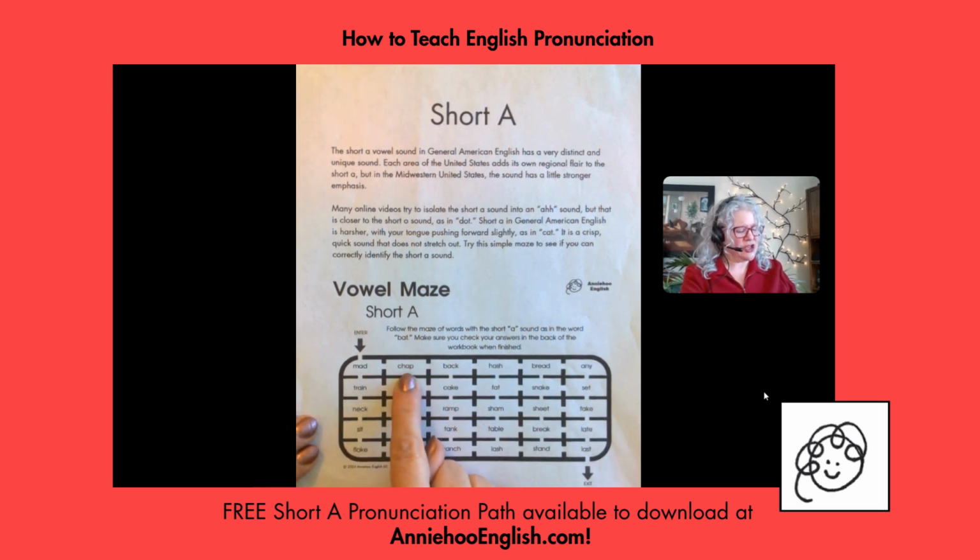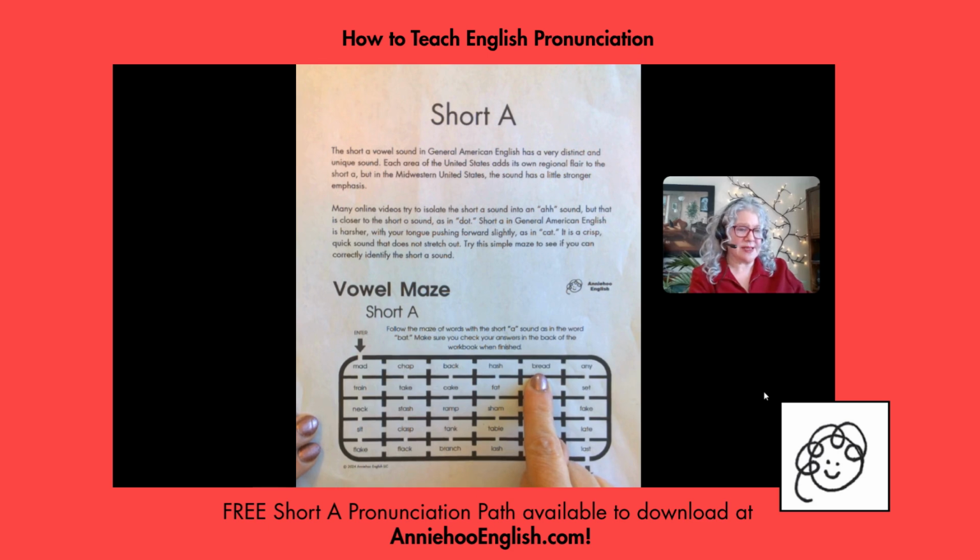So we have mad, chap. Then they would choose either back or take. So we have mad, chap, back, and they can go to cake or hash. So moving along, they would just go to mad, chap, back, hash. They don't want to go to bread. There's EA, which can be pronounced as an E sound, an A sound, or an E sound. That EA combination has a lot of variables or exceptions to the rules. Here it sounds like a short E, as in bread. So instead, you're going to go down from hash to fat.